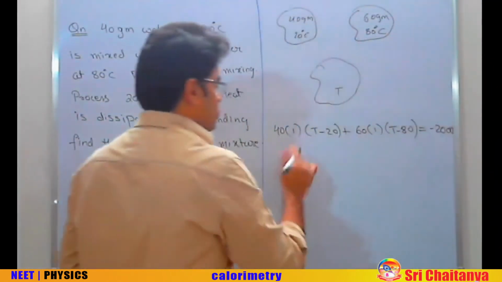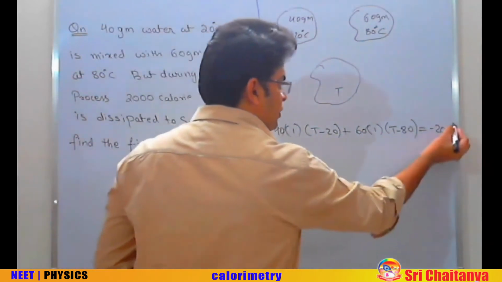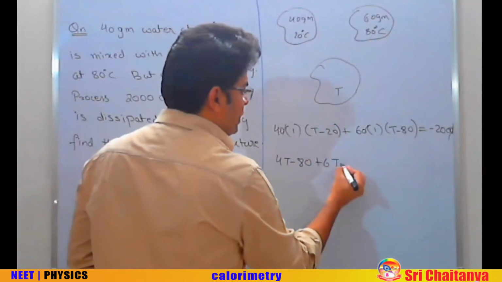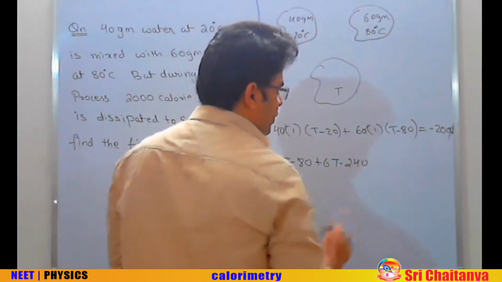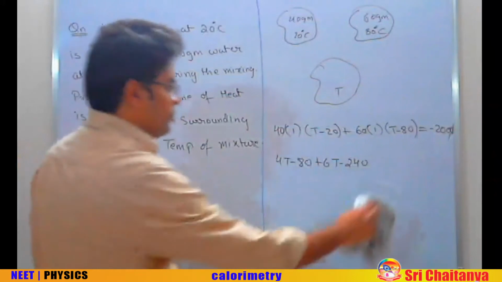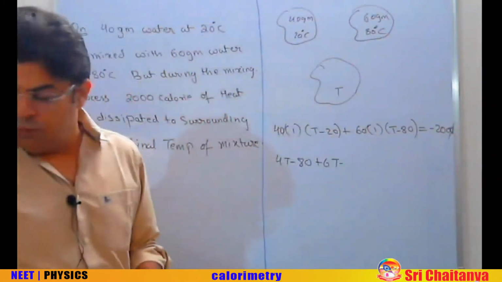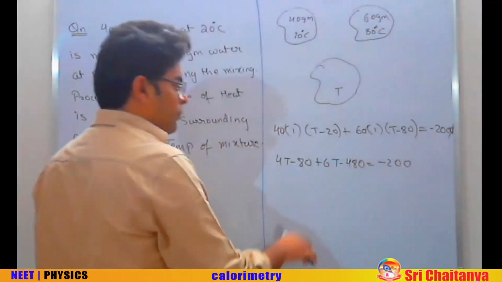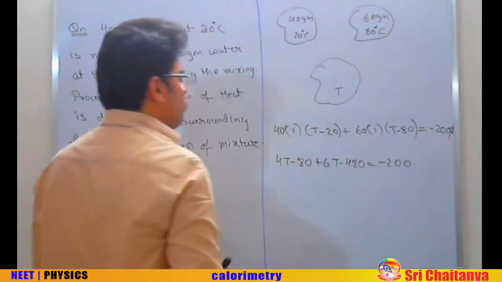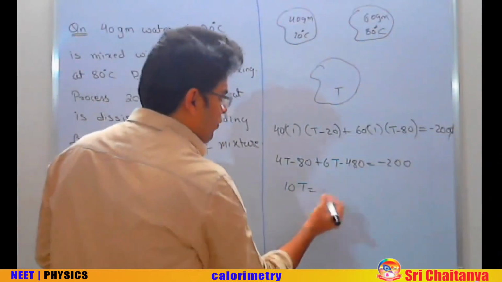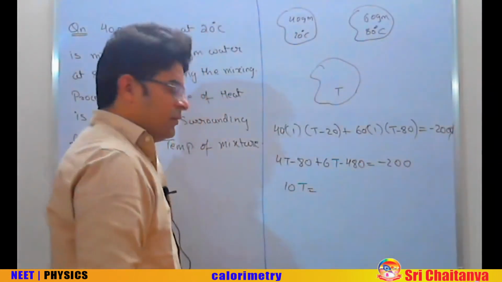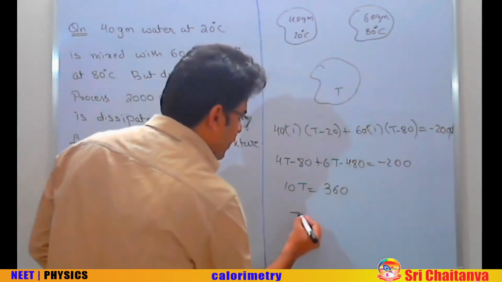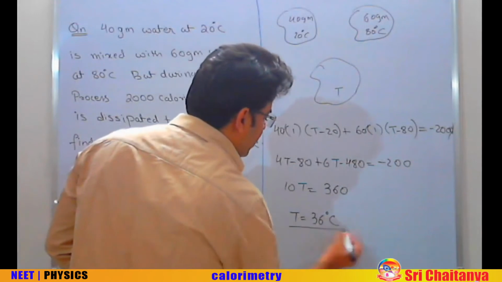On solving this, you can cancel out s. So you will get 40 times T minus 20, plus 60 times T minus 80, that is 40T minus 800 plus 60T minus 4800, equals minus 2000. So bring the 800 and 4800 to the right hand side. So you get 100T equals 4800 plus 800, that becomes 5600, 5600 minus 2000 becomes 3600. So the final temperature comes out to be 36 degrees centigrade.